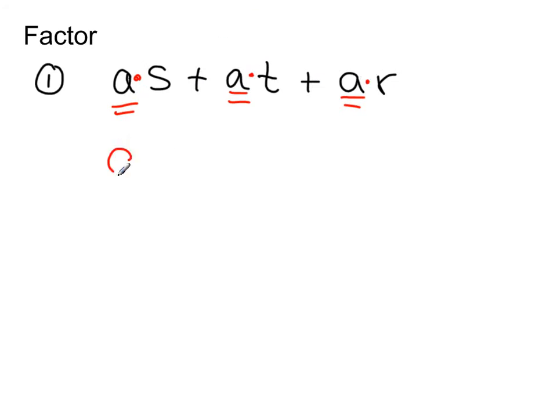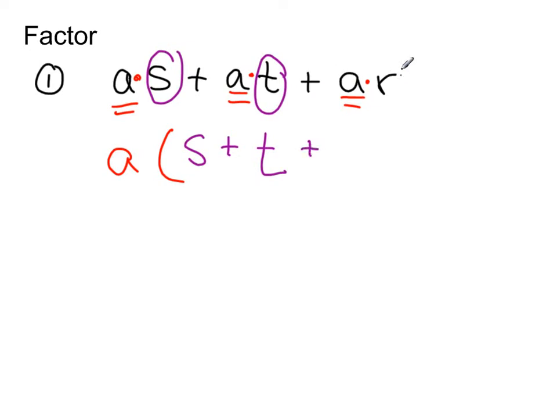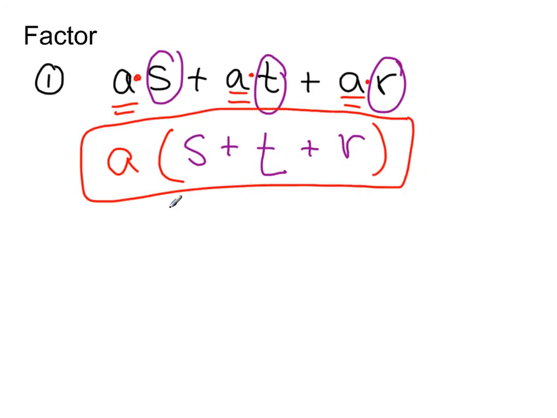They all have an A in common, so if we take out an A, we just need to fill in what's left behind, which we have an S plus a T, and I'm sorry my t's kind of look like plus signs, plus an R. And then we just have to close our parentheses, and there is our answer. If we were to use distributive law, we'd distribute the A to each term, and we'd get back what we started with. Now let's get a little bit more difficult.